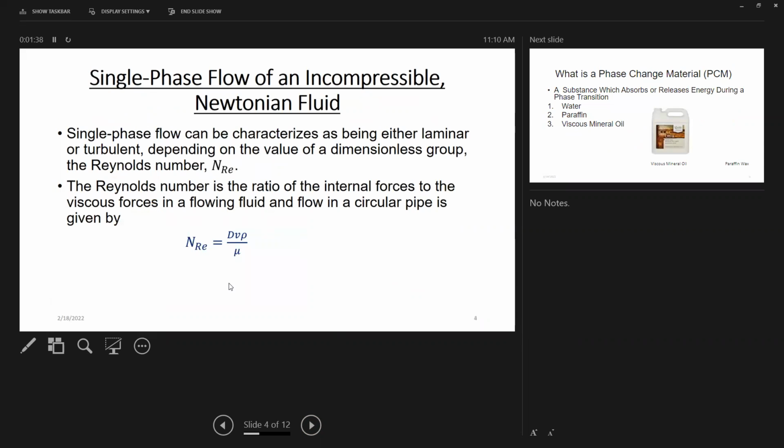And there is a formula that we can use to calculate the Reynolds number, which is the ratio between the inertial force and the viscous force, which is a function of the diameter of the pipe, velocity of the fluid, density of the fluid, and viscosity of the fluid.